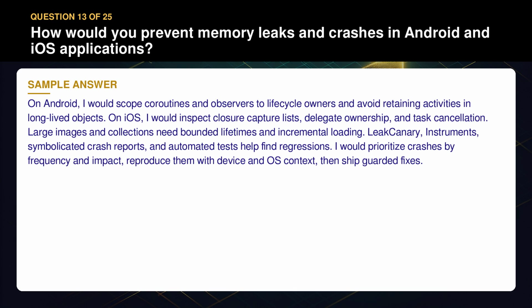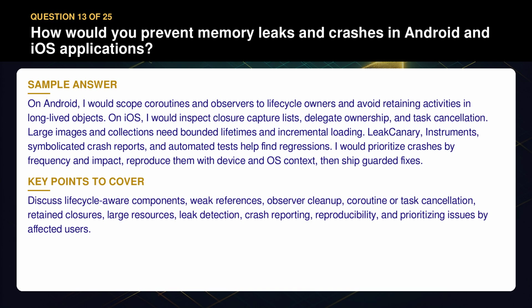Leaked canary, instruments, symbolicated crash reports, and automated tests help find regressions. I would prioritize crashes by frequency and impact, reproduce them with device and OS context, then ship guarded fixes. Discuss lifecycle-aware components, weak references, observer cleanup, coroutine or task cancellation, retained closures, large resources, leak detection, crash reporting, reproducibility, and prioritizing issues by affected users.